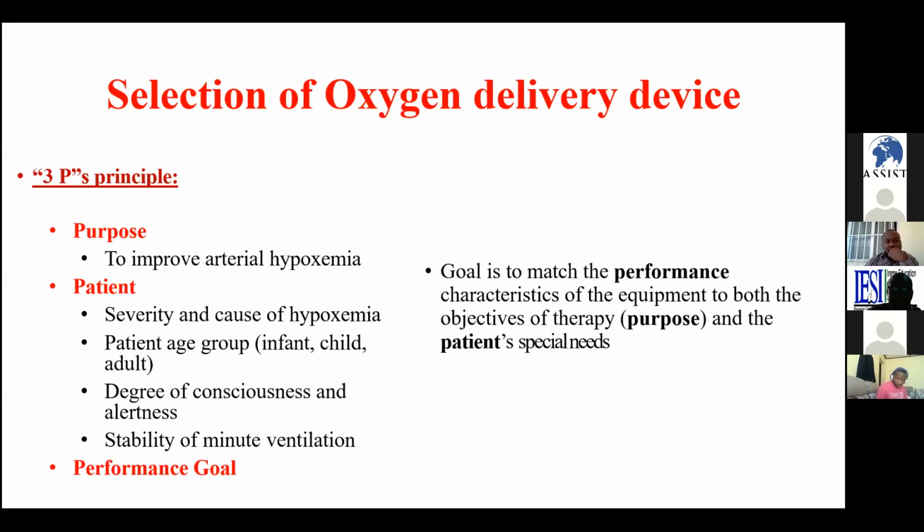So the second one is your patient. As I told before, you need to consider the severity of that hypoxemia. Make sure your patient is conscious or not conscious before choosing a device, because some device can't be used in a patient who is unconscious. So make sure you have the age group of your patient, as long as those devices are different for young child, the adult and the old people.